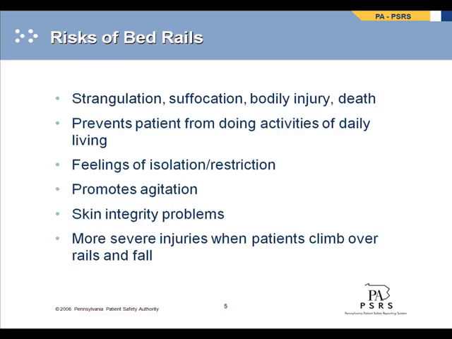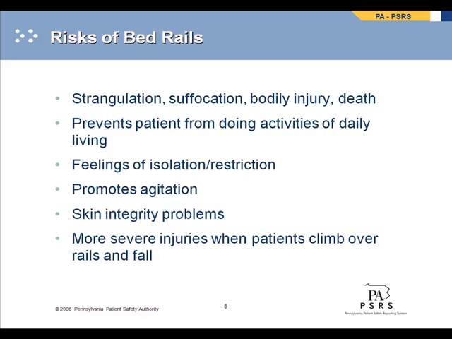However, bed rails are also associated with several patient risks, including severe injury, suffocation, strangulation, and even death. Raised rails can inhibit patients' activities of daily living, such as getting to the bathroom or reaching for an object. The restriction of the rails may promote feelings of isolation and imprisonment. Patients may become increasingly agitated in response to both of these risks.